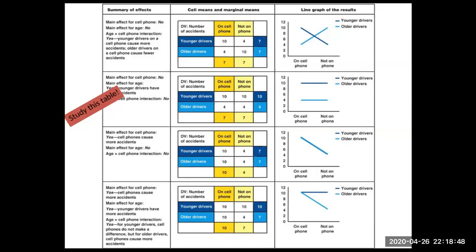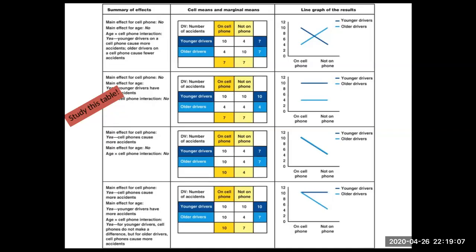We see that the marginal means are 10 and 4. Is there a main effect of cell phone? Yes. Is there a main effect of drivers? Younger drivers, marginal mean average of 7. Older drivers, average of 7. No effect, no main effect for age of the driver.